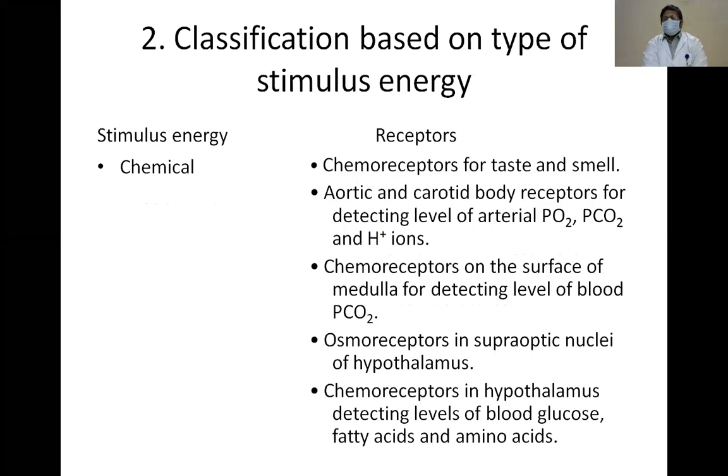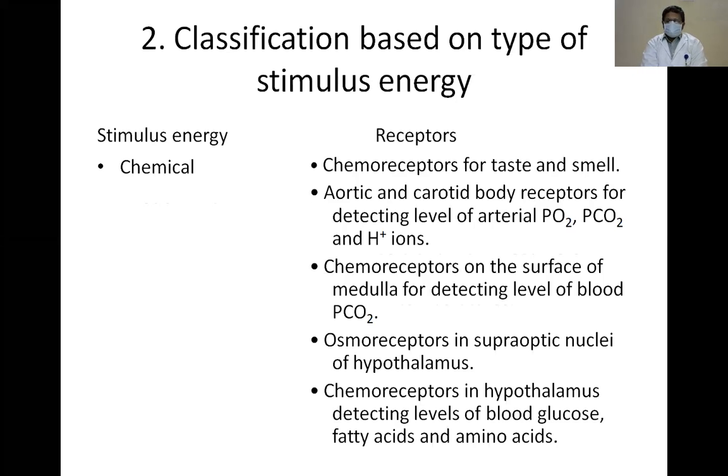Then the chemoreceptors, the examples for the chemoreceptor are taste and smell. The aortic and carotid body receptors detect the levels of the arterial partial pressure of oxygen, the partial pressure of carbon dioxide, and the hydrogen ion concentration. Then the chemoreceptors on the surface of the medulla detect the level of partial pressure of carbon dioxide.